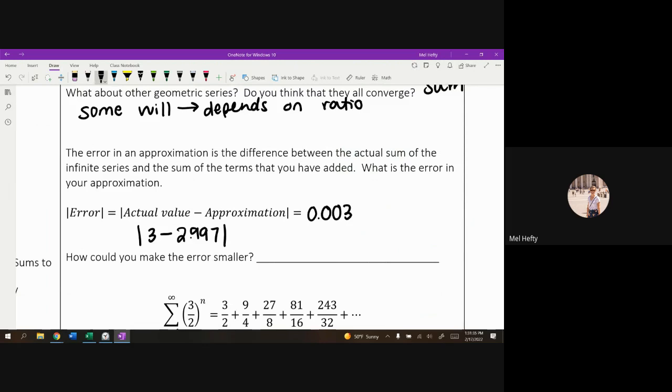At the end of the day, we're going to be talking a lot about error at the end of our next unit. So when we get a chance, I'm going to reference it so we can get an idea of what that is before we jump into the big idea. Just a quick question: how do I make the error smaller if I'm talking about series? Go further, use more terms.